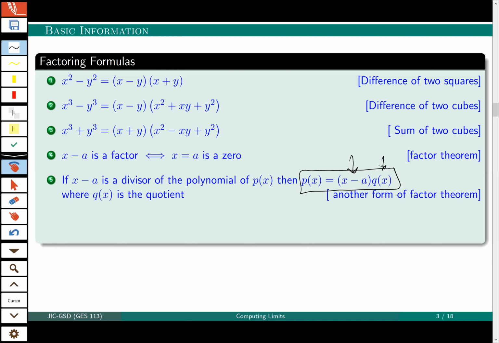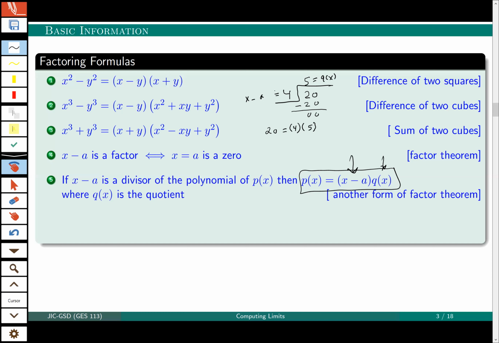That's actually from primary school. When you are dividing 20 by 4, you say 5. 5 times 4 is 20. The remainder here is 0. So you have the right to write 20 as 4, which is the divisor, times 5, which is the result of the division. So this is actually what is q of x. And this is what we call x minus a.